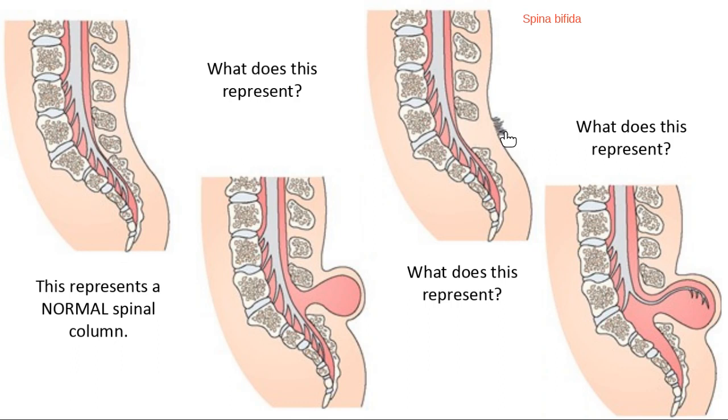You might notice a little tuft of hair on the lower back in the place where the vertebra didn't form a complete spinous process. This is the least severe form of spina bifida, called spina bifida occulta. Spina bifida occulta. Basically, spina bifida occulta means you don't really notice it.